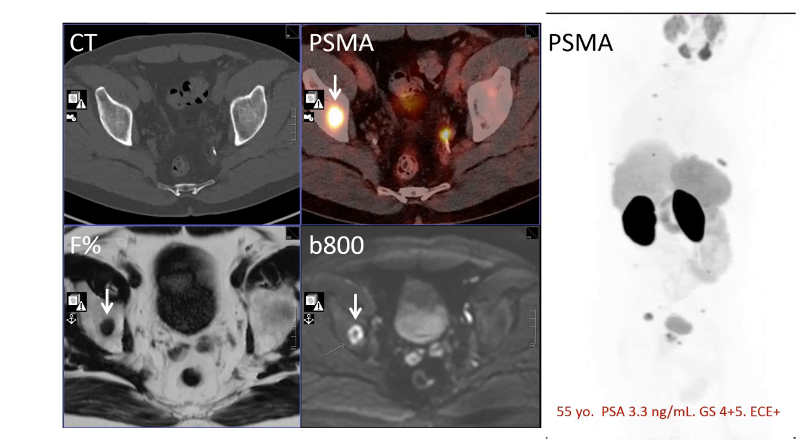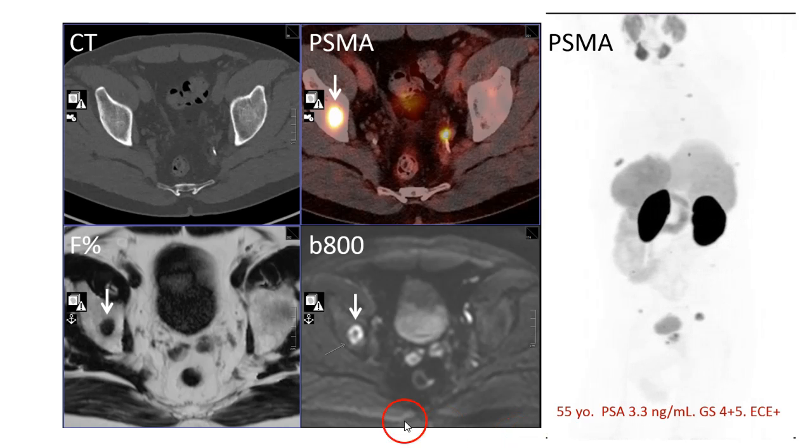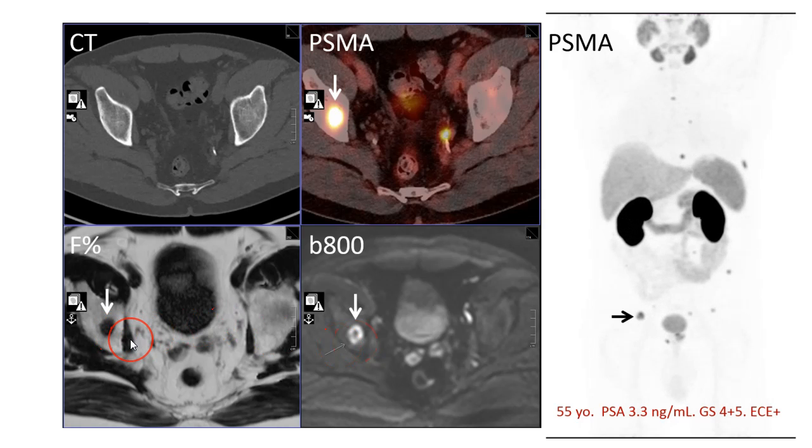And if we look at the MRI scan on this at the same levels, we can see, for example, this lesion on the B800. Here's the fat fraction image.